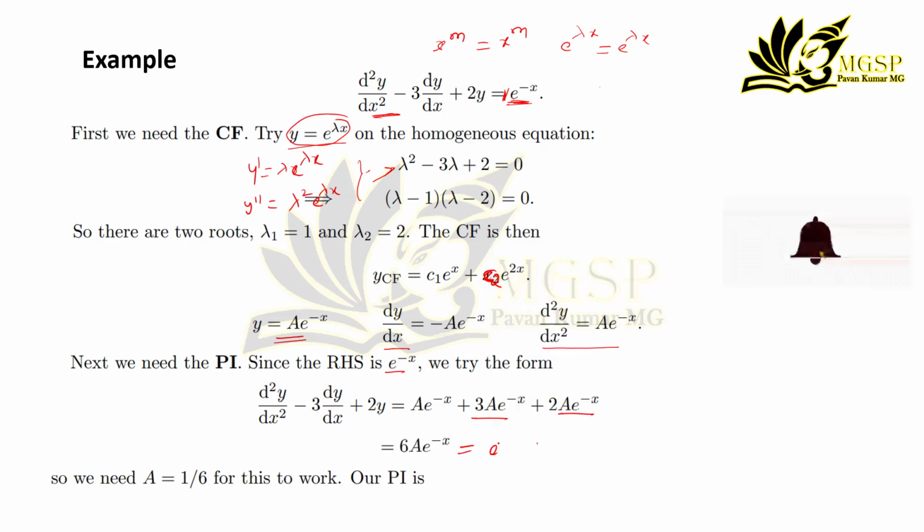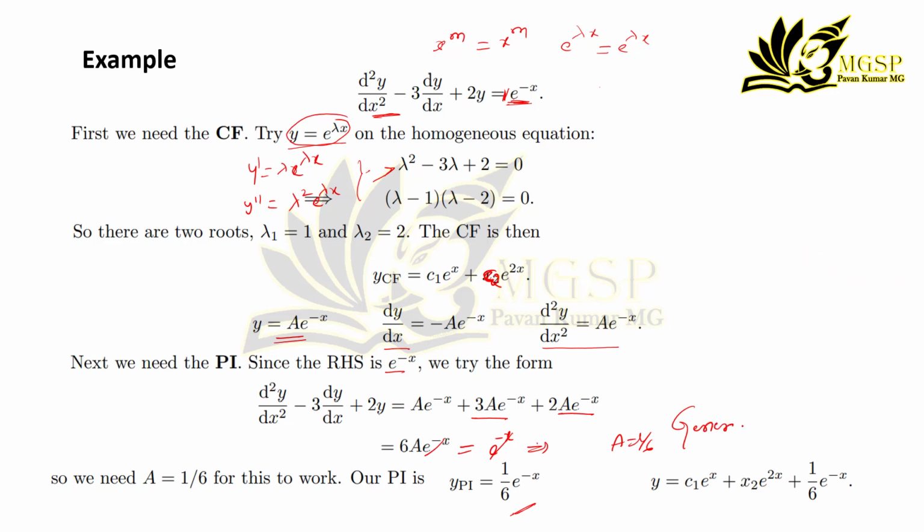e power minus x, so you will be getting a is equal to 1 by 6. So then our particular integral will be 1 by 6 e power minus x. So then the general solution for the differential equation is this expression, which is a combination of complementary function and particular integral.